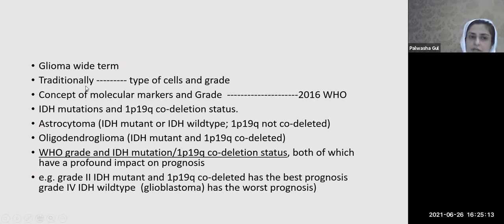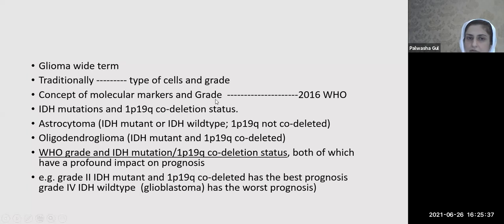And then traditionally, when they used to tell you what kind of tumor is there, they used to look at the type of the cells, okay? If it's astrocytic cells, if it's oligodendroglial cells, okay? And then they used to look at the grade of the tumor. But the WHO 2016 classification of these gliomas has introduced the concept of molecular markers and the grades, okay?